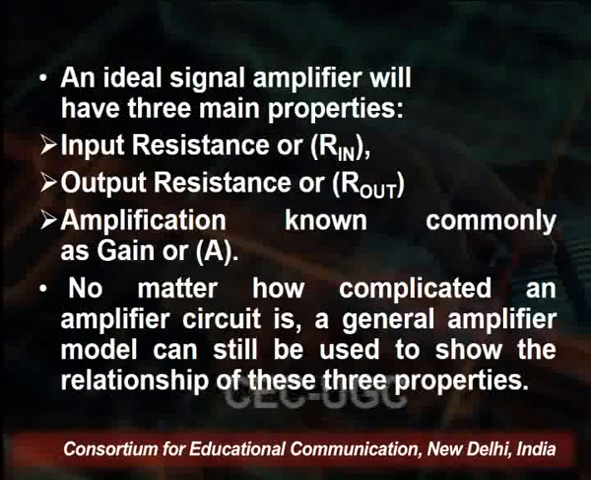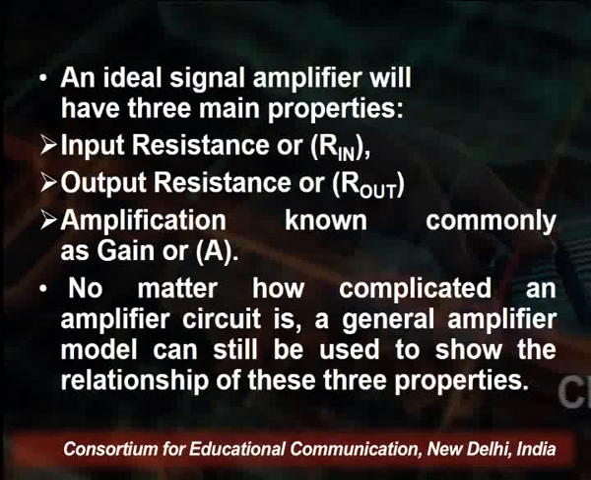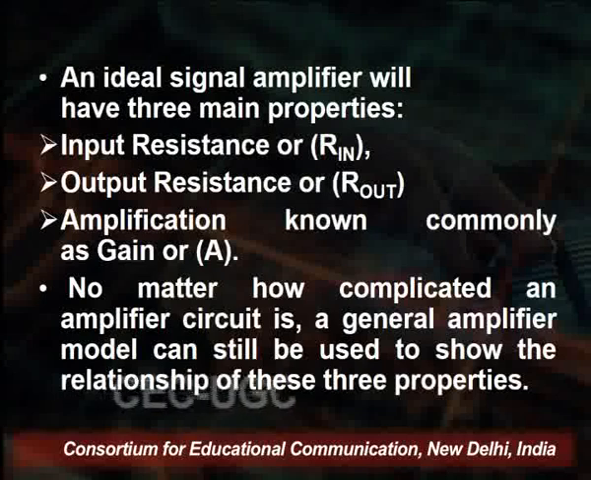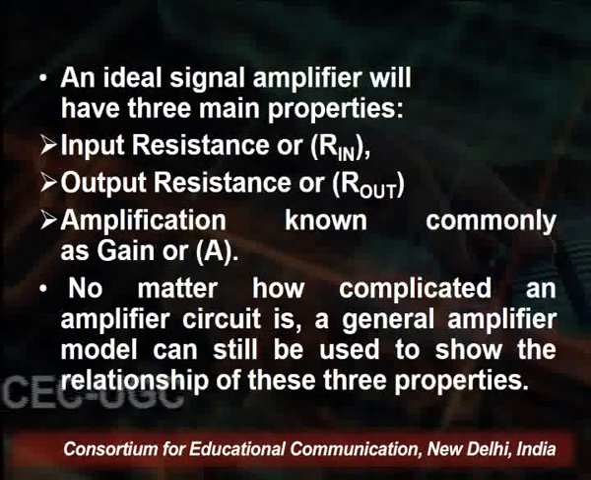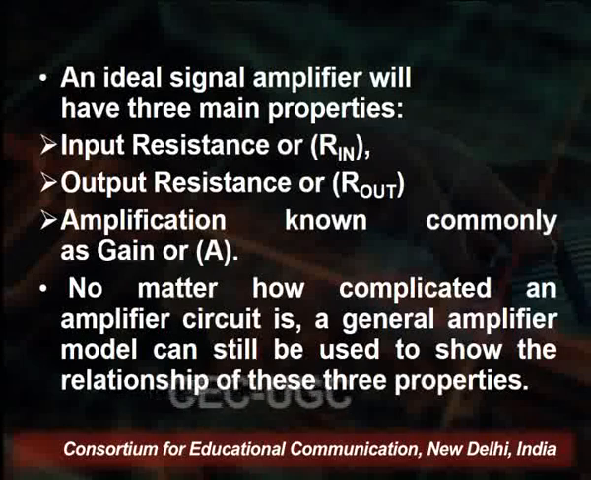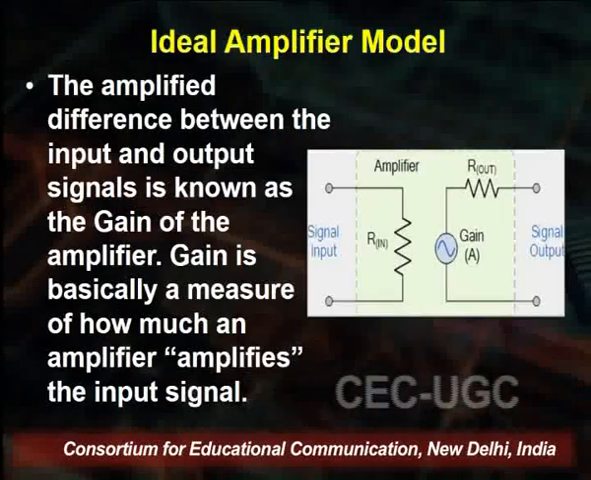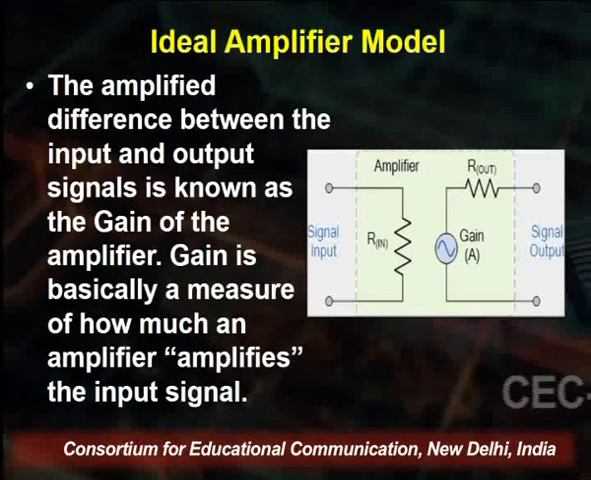No matter how complicated an amplifier circuit is, a general amplifier model can still be used to show the relationship of these three properties. Even if we are taking a larger output, we still have these three properties: first is input, output, and the amplification. Amplification, or the gain, represents the amplifier. So on the screen we have the ideal amplifier.